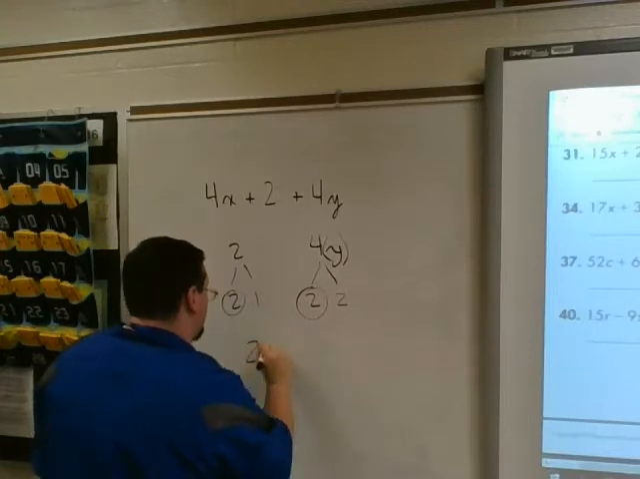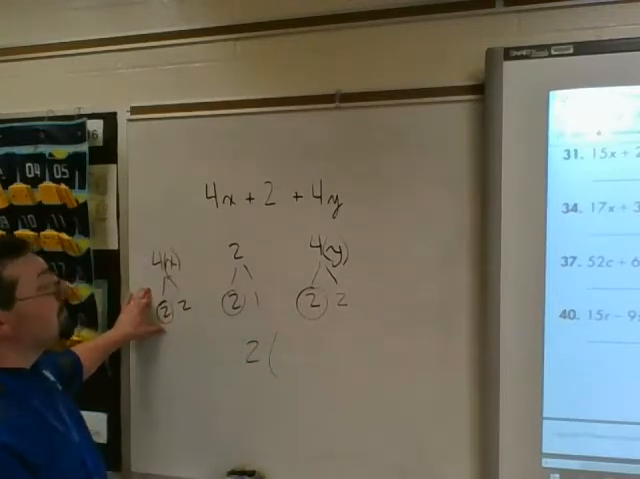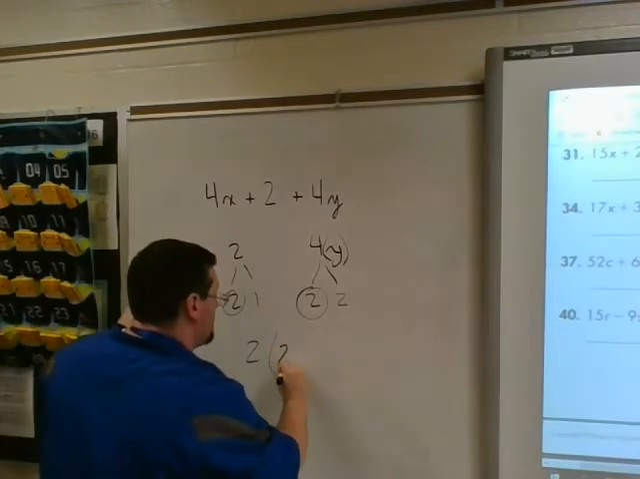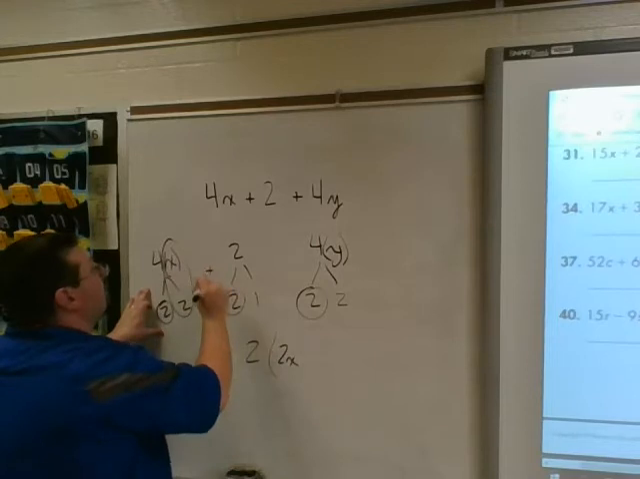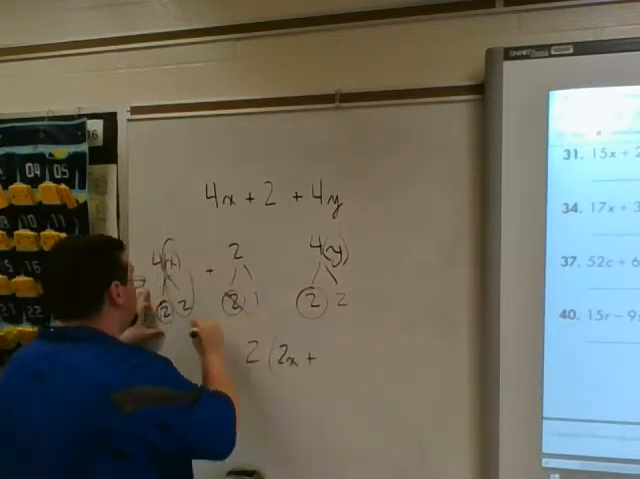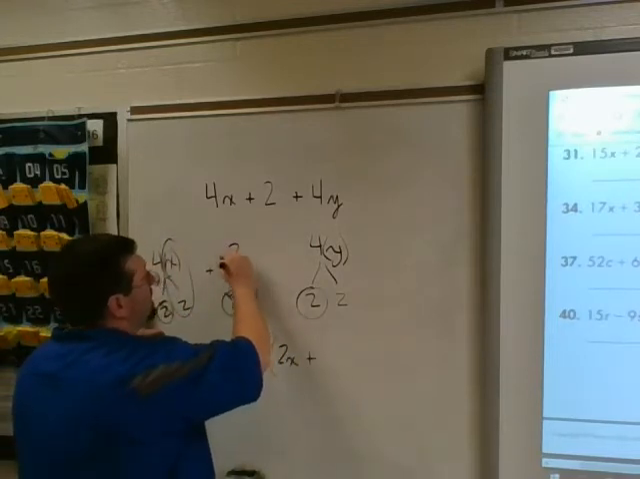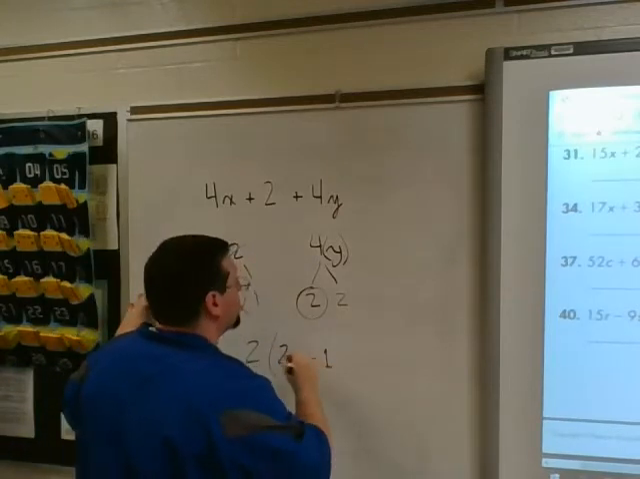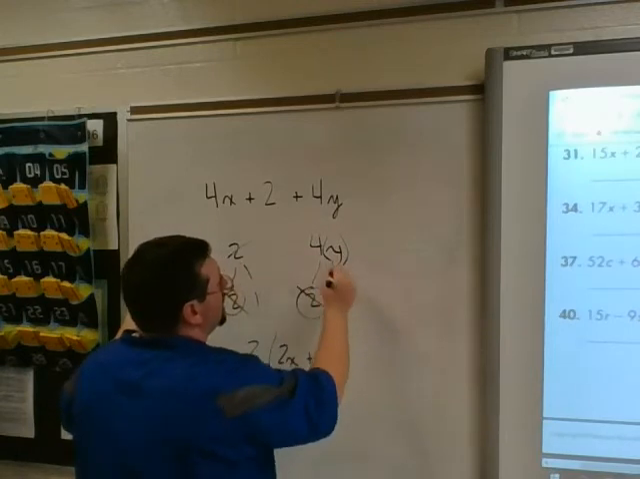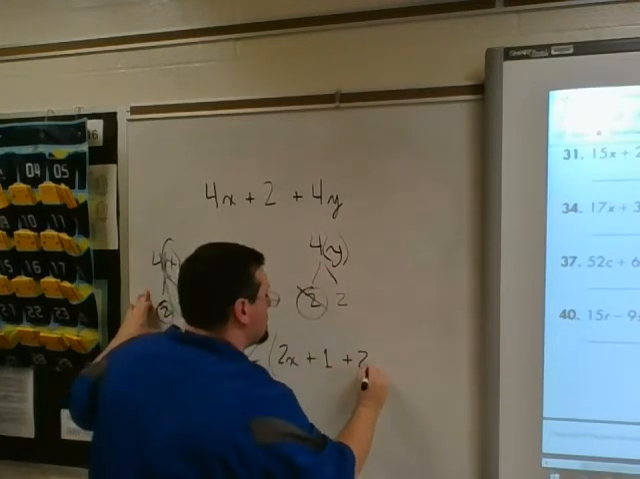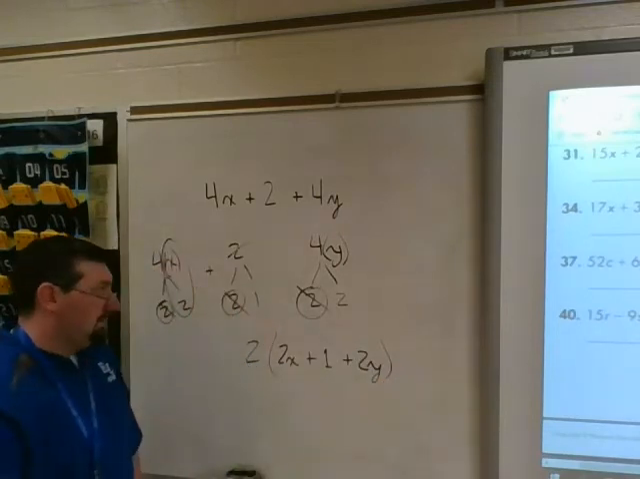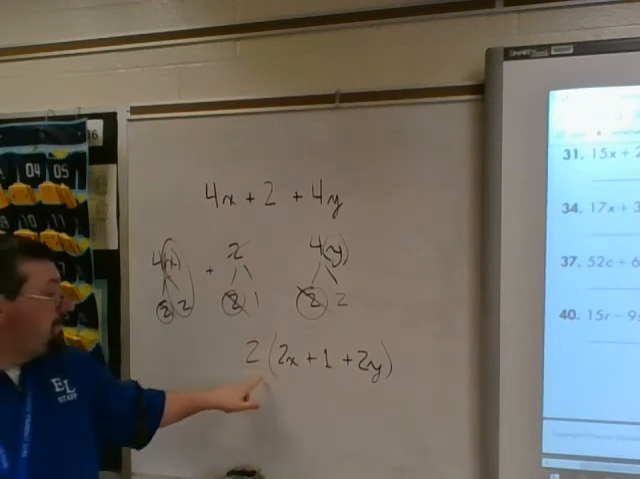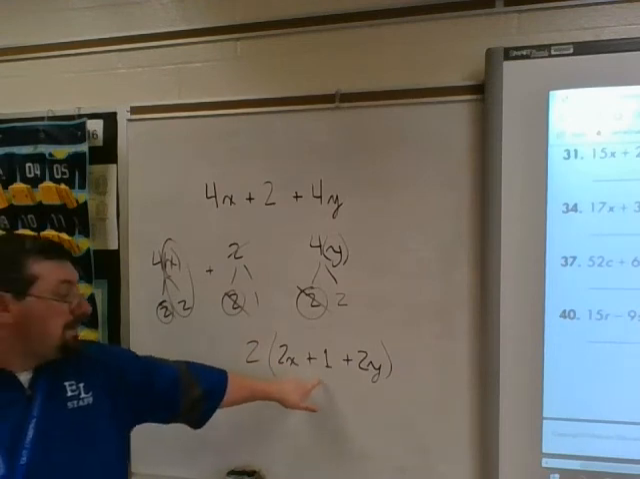So I'm going to put that outside the parentheses. In my first term, what do I have left? 2 times x. I'm going to add the second term. The 2's gone. What do I have left? In this case, the whole 2 is gone, so I only have 1. In this one, the 2's gone. What am I left with? 2 times y. And when you're all said and done, you have 2 times the quantity of 2x plus 1 plus 2y.